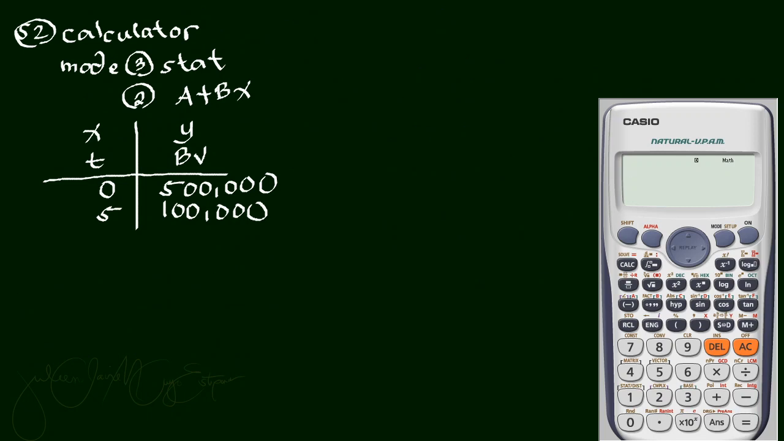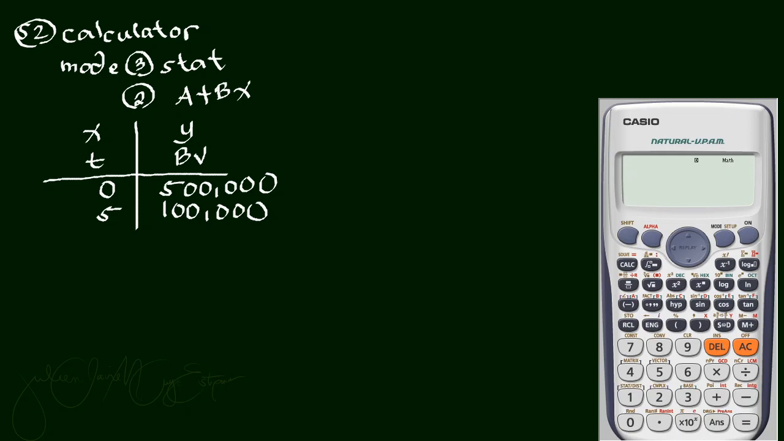Okay, now for your solution 2 using your calculator, let us have this table. For your x, that corresponds to your time. For your y, that corresponds to your book value. So at time 0, your book value is the first cost, that is 500,000. After 5 years, your book value is the salvage value, which is 100,000.